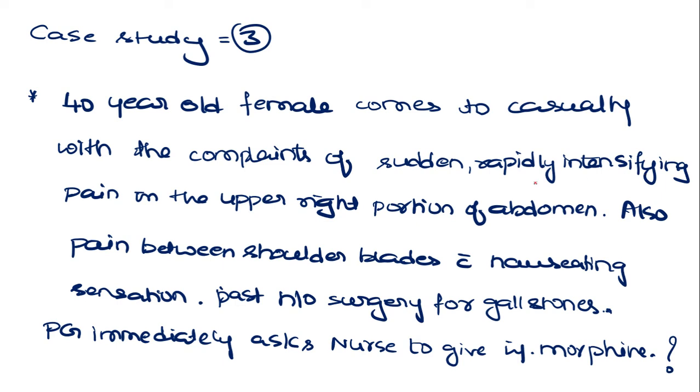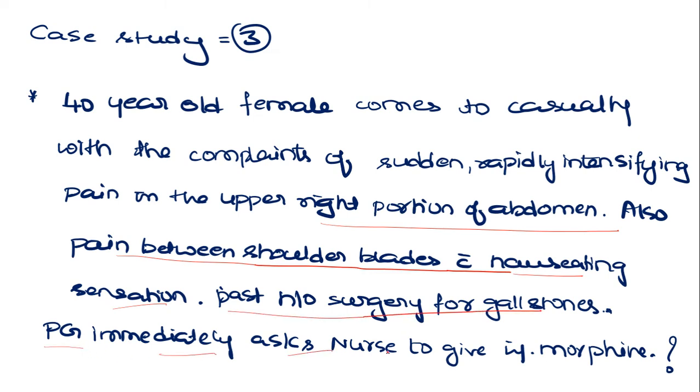So coming to case study number 3, a 40-year-old female comes to casualty with the complaints of sudden, rapidly intensifying pain in the upper right portion of the abdomen, and also pain between the shoulder blades with nauseating sensation. She has a past history of surgery for gallstones, and the postgraduate immediately asked the nurse to give injection morphine. So just think about this case and tell me whether the instructions given by the postgraduate to the nursing staff are right or wrong.